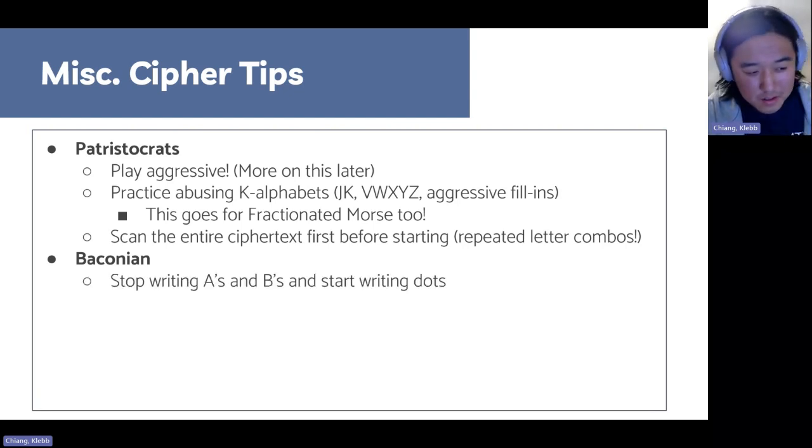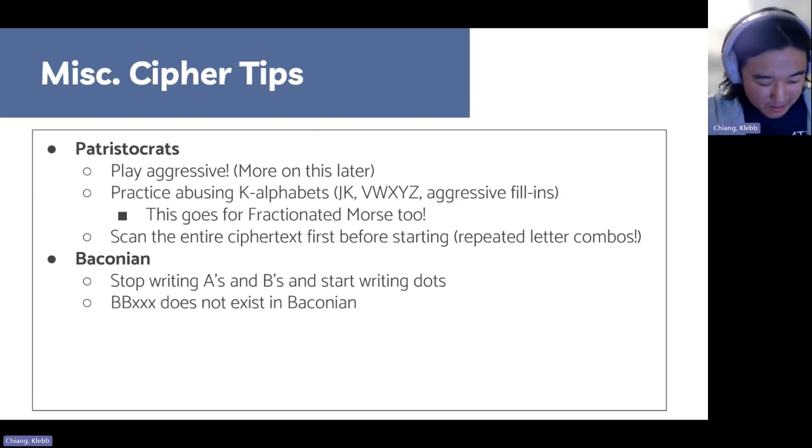First thing is stop writing A's and B's. I don't know how I didn't know this until after graduating. But write dots and dashes or dots and slashes or something. It's so much faster than writing A's and B's. I cannot believe how much easier that is. Anyway, next tip.